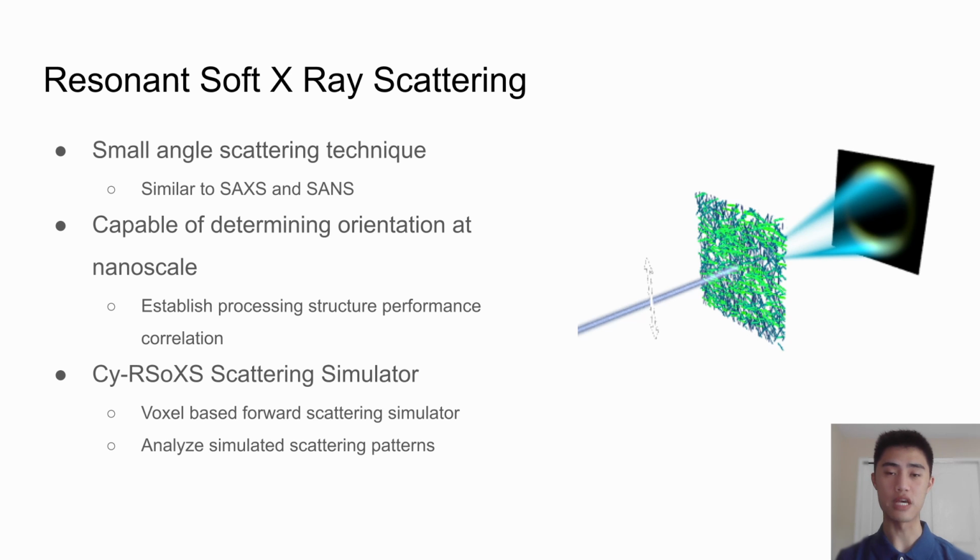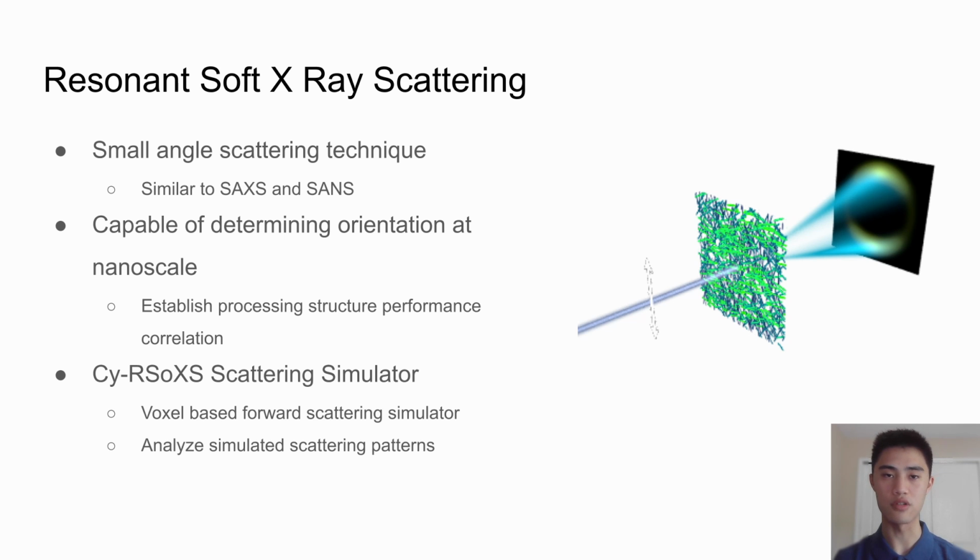My project involves a software simulation suite for resonant soft X-ray scattering, RSoX. RSoX is a small-angle scattering technique similar to small-angle X-ray scattering and small-angle neutron scattering used to analyze the structural characterization of nanomaterials. RSoX is unique in that it is capable of determining molecular orientation due to sensitivity to soft X-ray transition dipoles, allowing for the establishment of processing-structure-performance correlations.